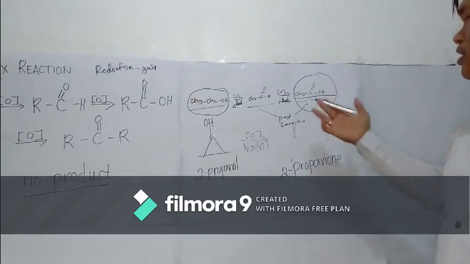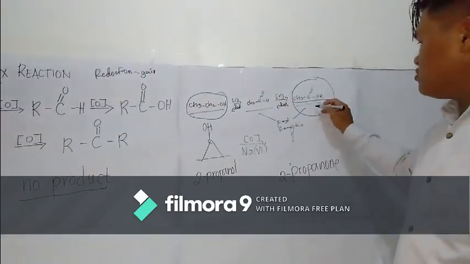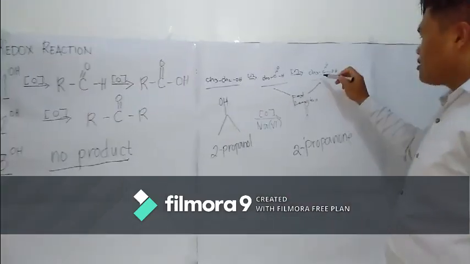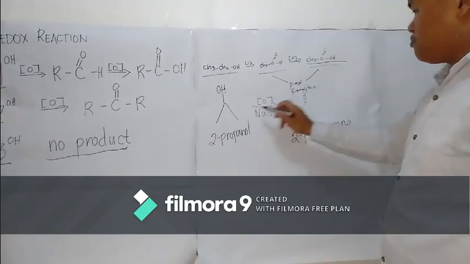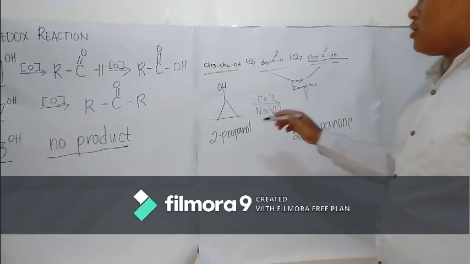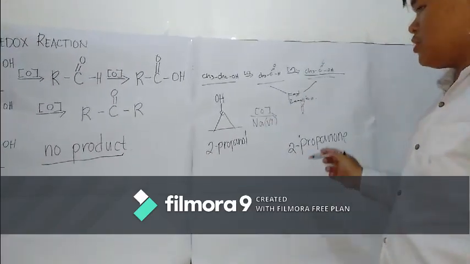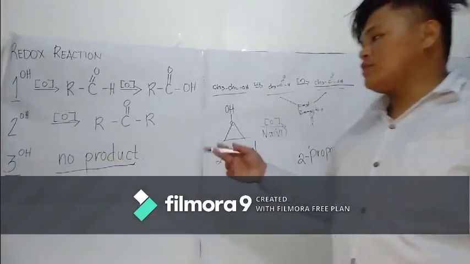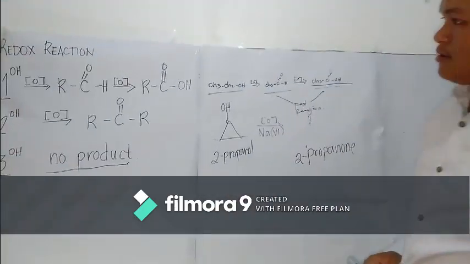So we use the reduction to. English. Carboxylic acid. In the tertiary alcohol, there's no more hydrogen attached to the carbon atom. So whatever you do, there's no product in tertiary alcohol when you oxidize it. And that's it. Thank you guys.